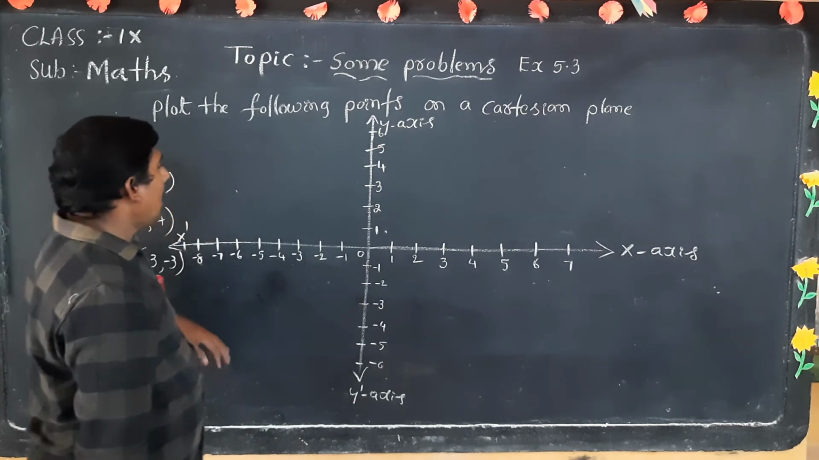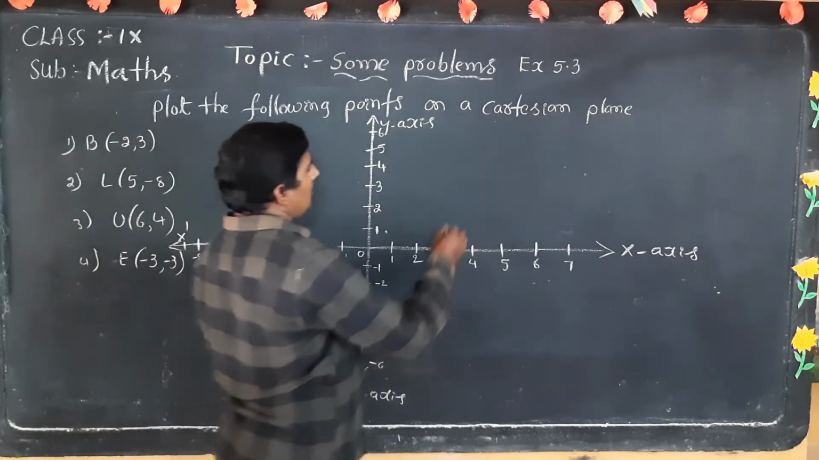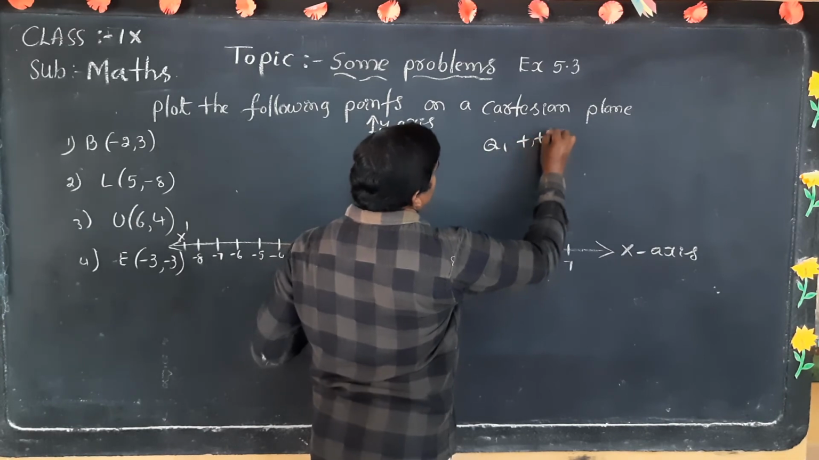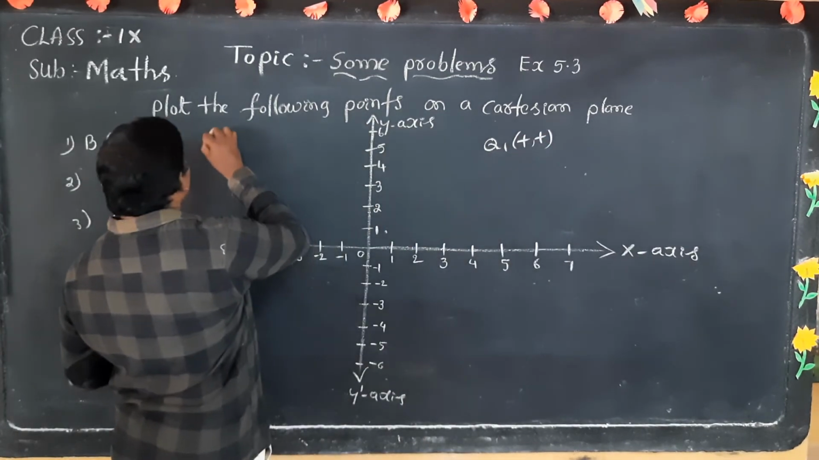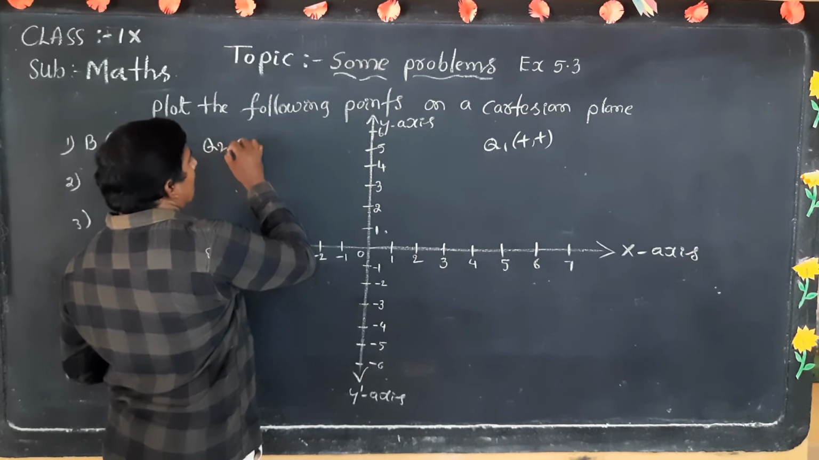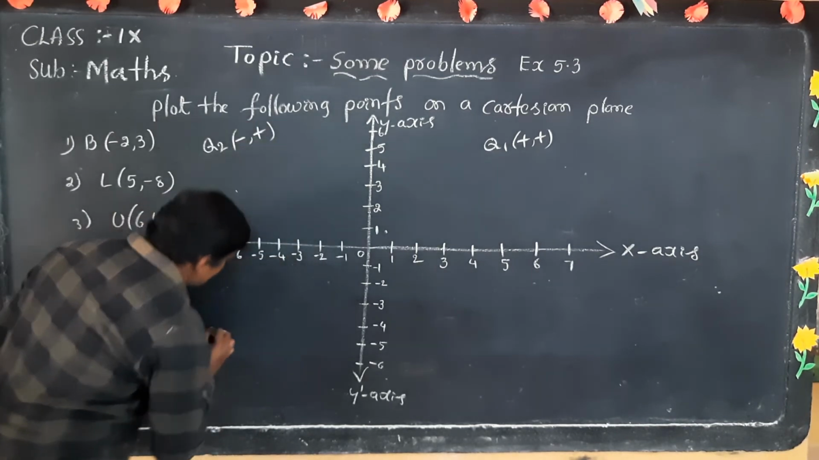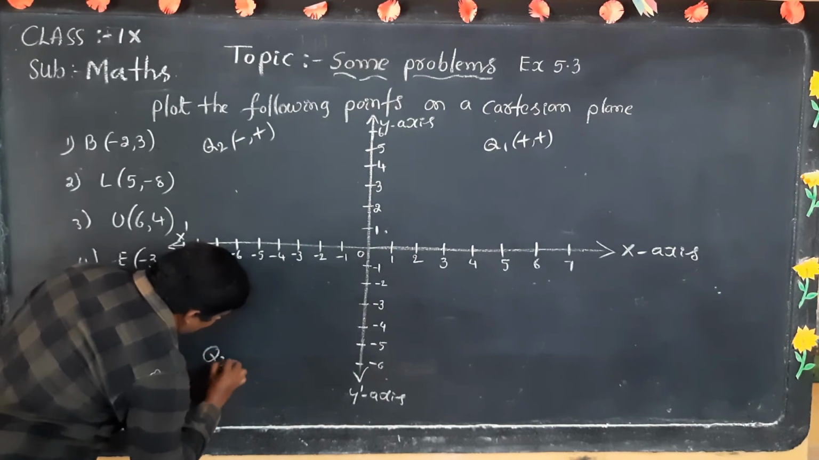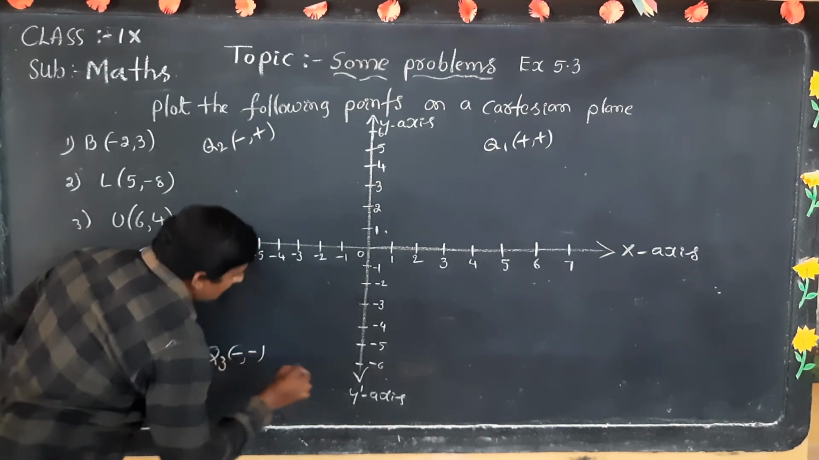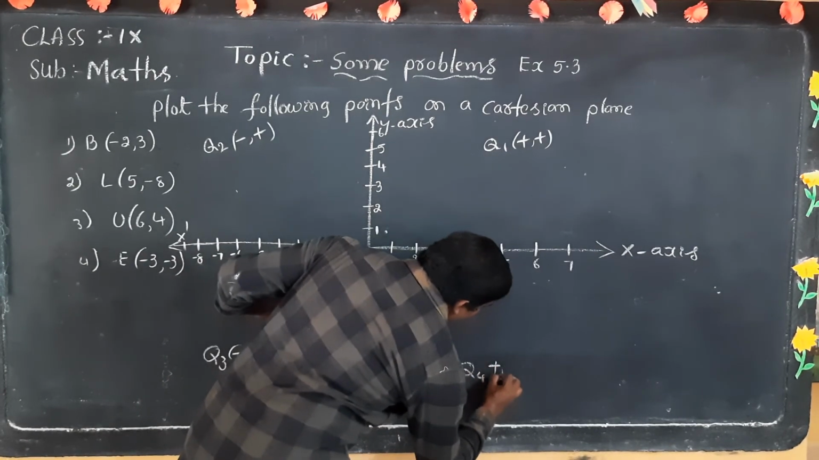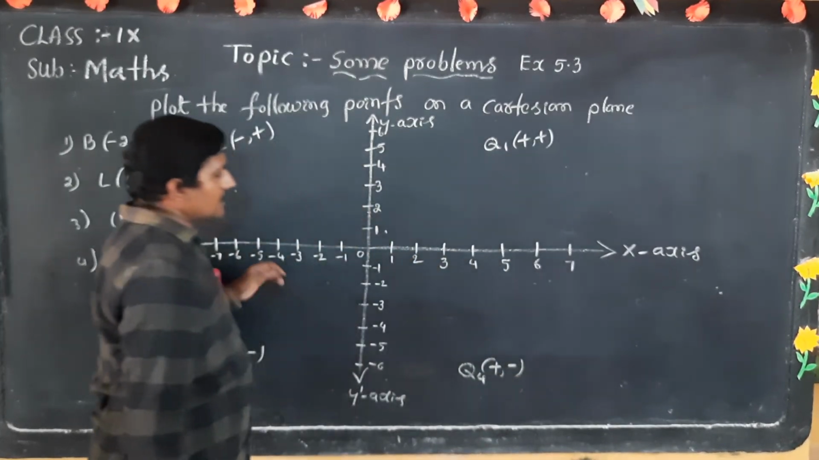This is all. And now this is quadrant 1, plus comma plus. This is quadrant 2, minus comma plus. This is quadrant 3, minus comma minus. This is quadrant 4, plus comma minus.